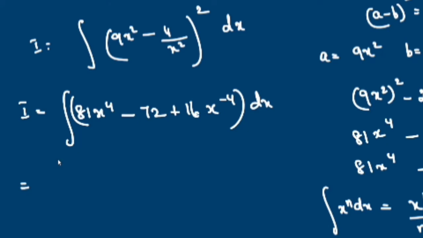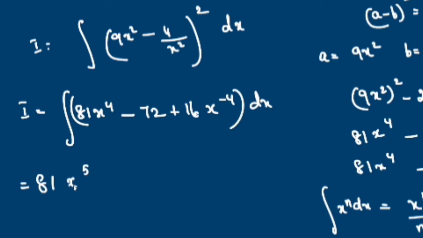So this is equal to, the constant you write as it is, 81 x power 4. Use the formula here, n is 4, so it will become 4 plus 1. So x power 5 by the same 5. It's very easy to write. X power 4 becomes x power 5 by 5, minus 72.